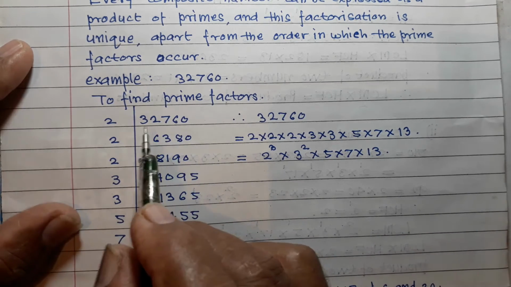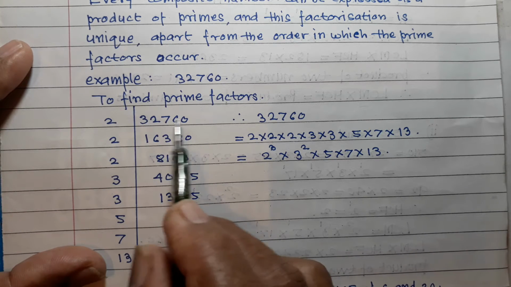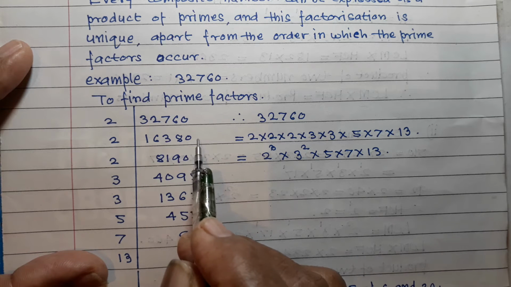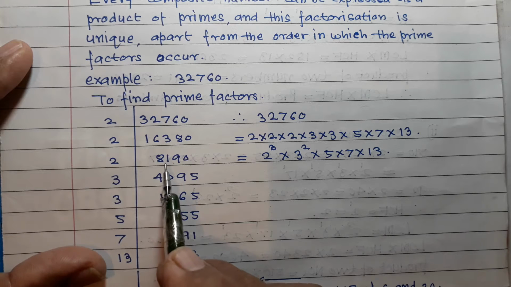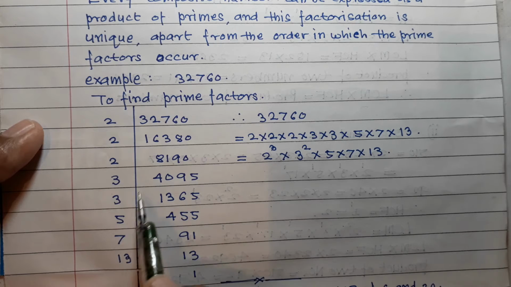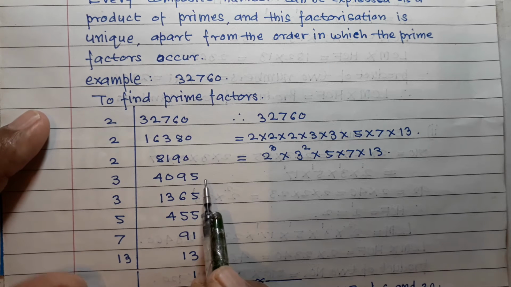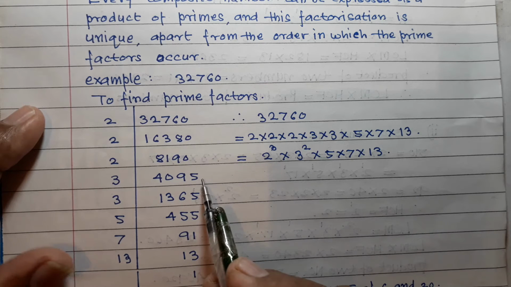This is divisible by 2. Start from 2. If you divide by 2, you will get 16,380. Then again this is divisible by 2. If you divide by 2, you will get 8,190. Again it is divisible by 2. So divide by 2, you will get 4,095. And now at the unit place there is 5, so it is not divisible by 2.